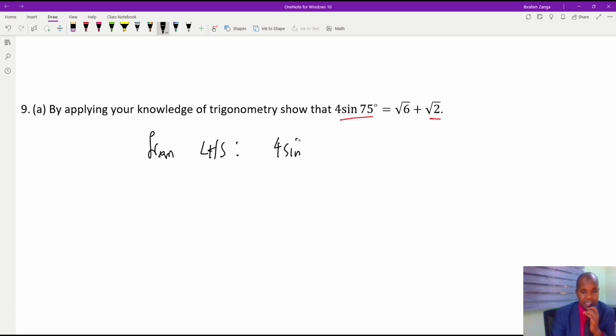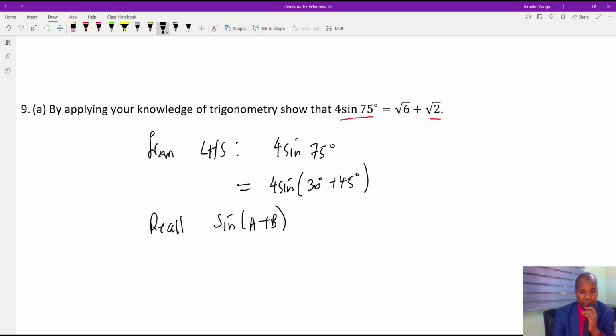4 sine 75 can be expressed as a sine of special angles. You have 30 degrees plus 45 degrees. Recall sine of A plus B. This is sine A cosine B plus cosine A sine B. So we are going to continue with this part.